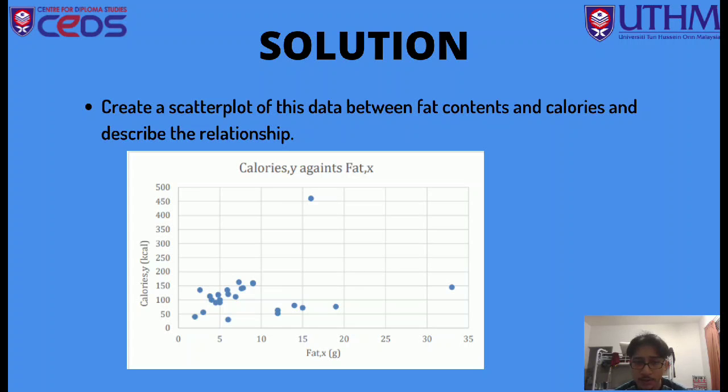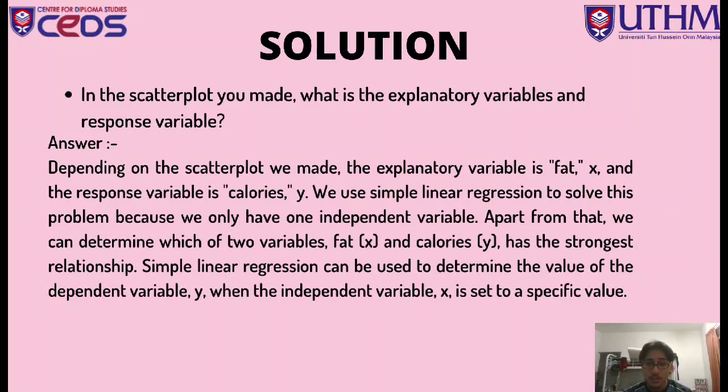The unit is calorie. So for the second question, in the scatter plot you made, what are the explanatory variable and response variable? The answer is, depending on the scatter plot we made, the explanatory variable is fat, which is x, and the response variable is calories, which is y.